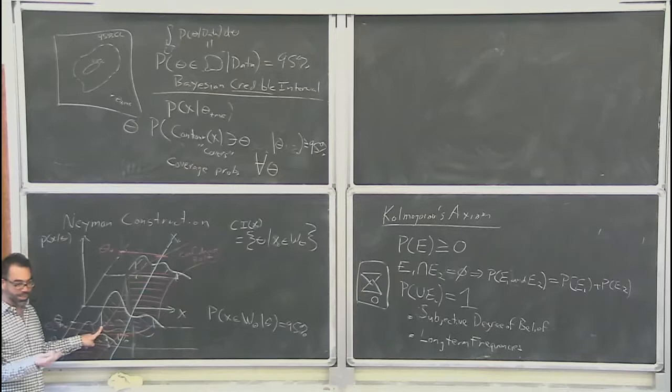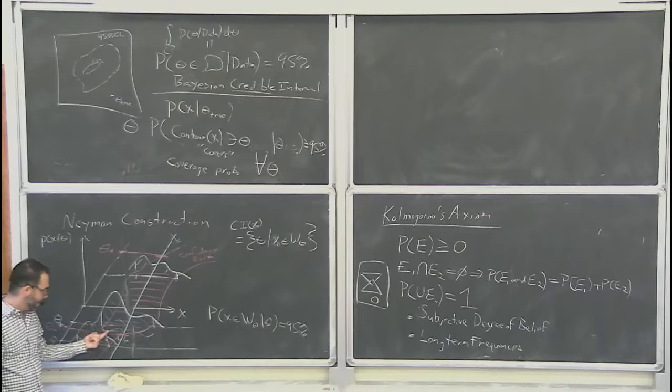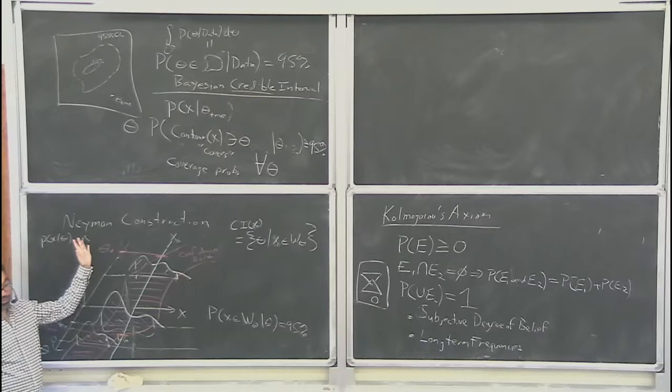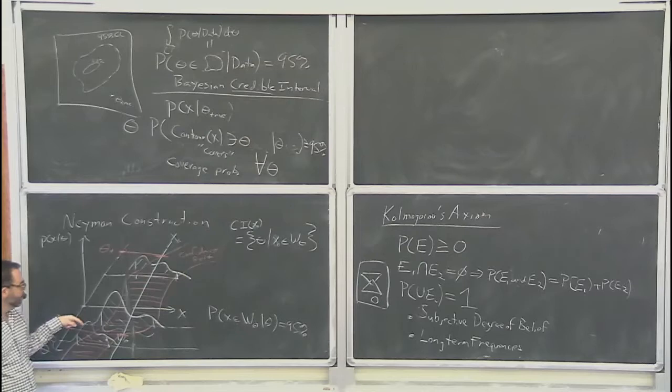It's kind of a trivial statement. It's sort of confusing, but by construction, this procedure is going to cover the true value 95% of the time. And so we made something that works for all values of theta, and it does what I want. So I don't know if that was really tricky. I can say it again. But you can pick any value of theta you want.